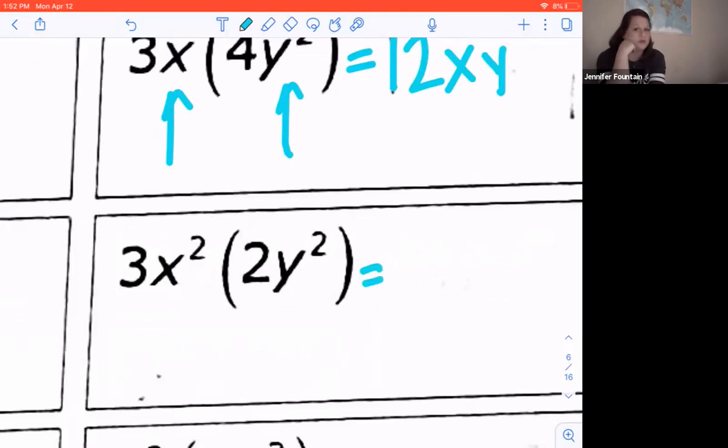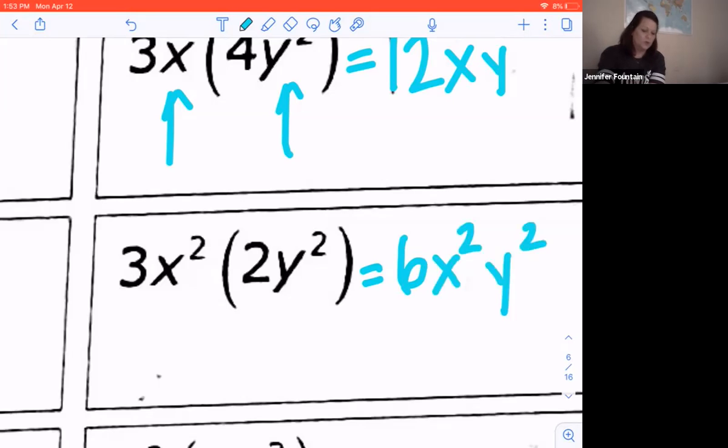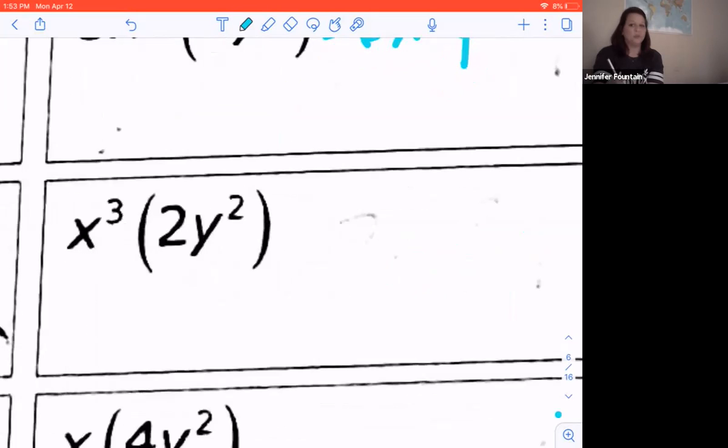Let's look at the next one. My variables are different, so I know there's nothing I can do in combining those. So what's the only thing that I can multiply together here? Two and three. What's two times three? Six. I've got to list them alphabetically. So what's going to come after six? X squared, then Y squared. Underneath that one, X cubed times 2Y squared. Remember the number in front of X that I understand is one, and one times two is just two. And then what's going to come after the two? Need to go alphabetically. So is X cubed or Y squared going to come after two? X cubed, Y squared.